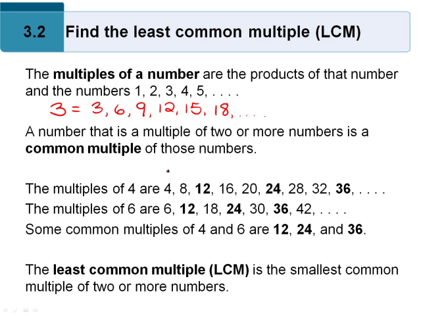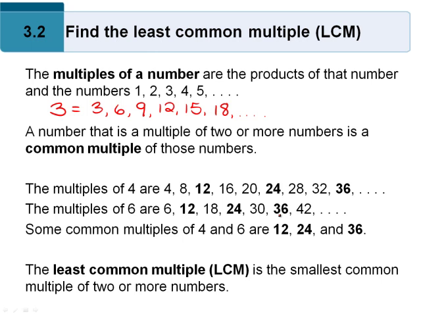So look, for instance, down here. The multiples of 4 are 4, 8, 12, 16, 20, 24, 28, 32, 36, and so on. Then I've listed some of the multiples of 6: 6, 12, 18, 24, 30, 36, 42. If you notice, the ones in bold print are common multiples because they're in both lists. 12 is a multiple of both 4 and 6. 24 is also, and so is 36. And there's probably a whole bunch more that are common multiples to both 4 and 6.